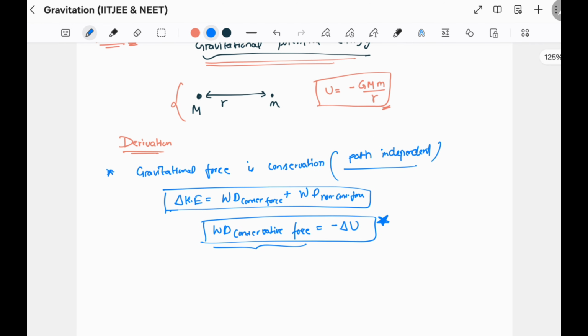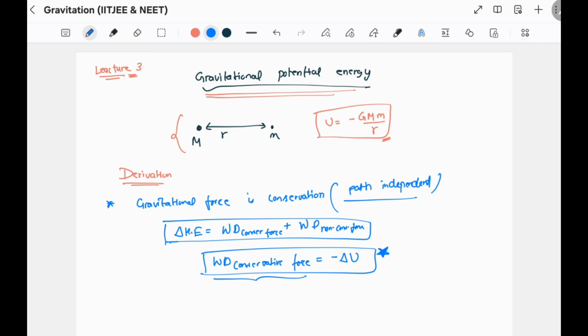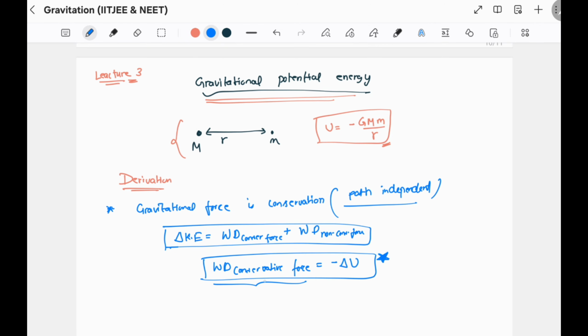So here, which conservative force do we have? Gravitational force, that is the conservative force. So we'll find the work done by the gravitational force for this system, and then we will equate it to the change in potential energy. So from the change we can find the potential energy. Okay, so let's start.